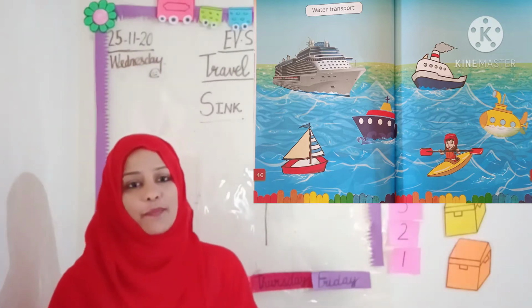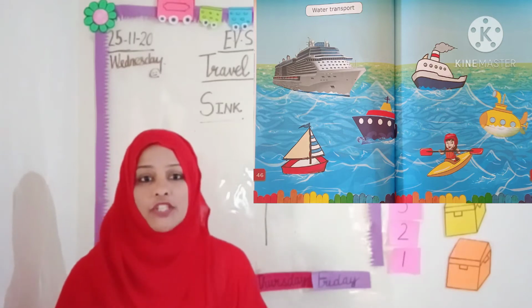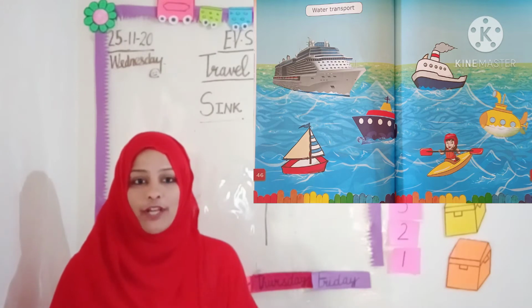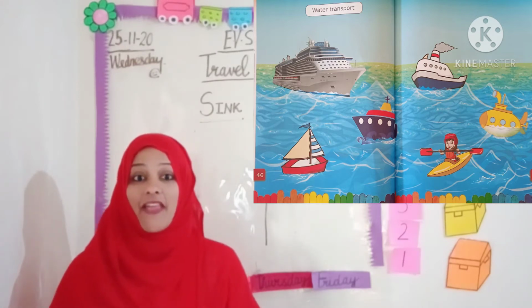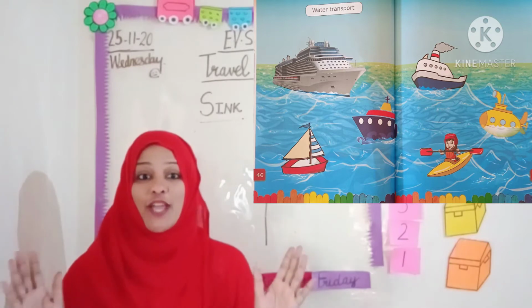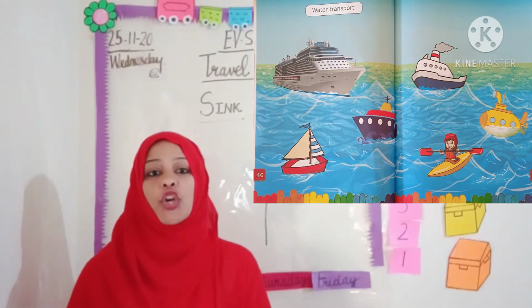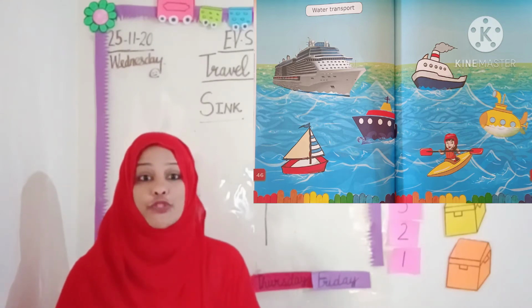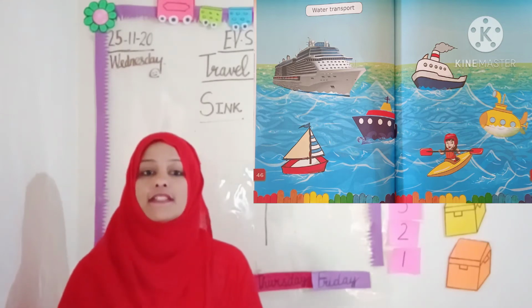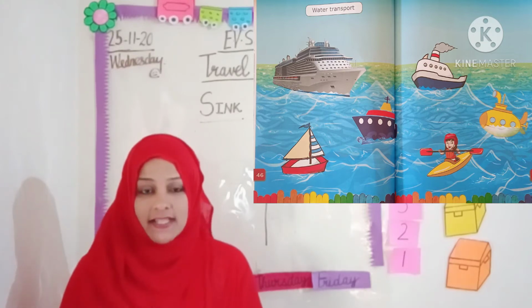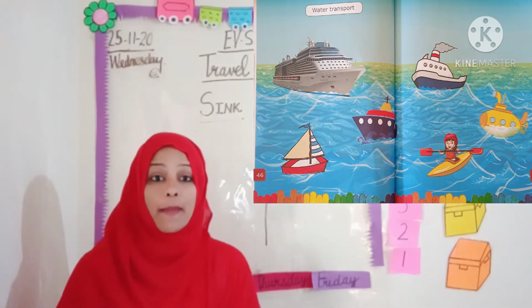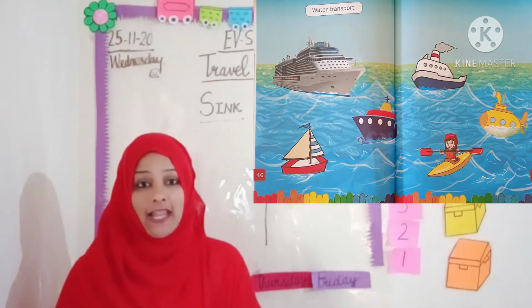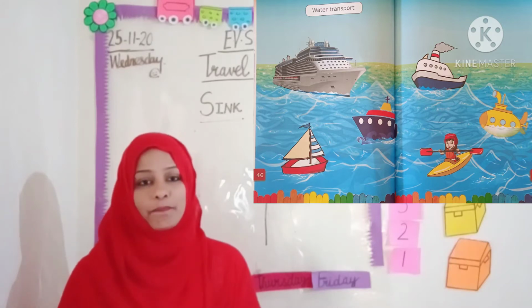Okay, now look at the picture. What things do you see in the picture? Look at the top. Look over there. There is a big ship and that is called a cruise ship. This ship is used to travel long distances, far away countries, and it takes people and goods along with it. Okay, now let's move to the next picture.